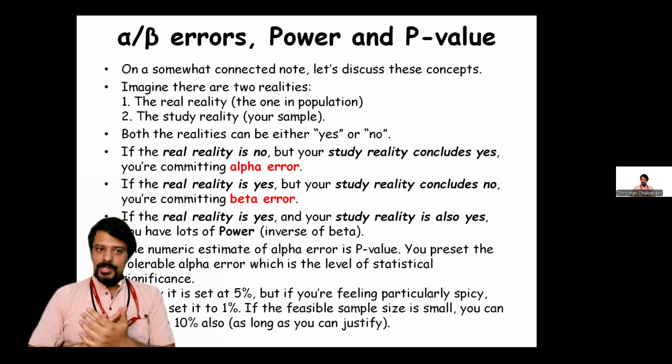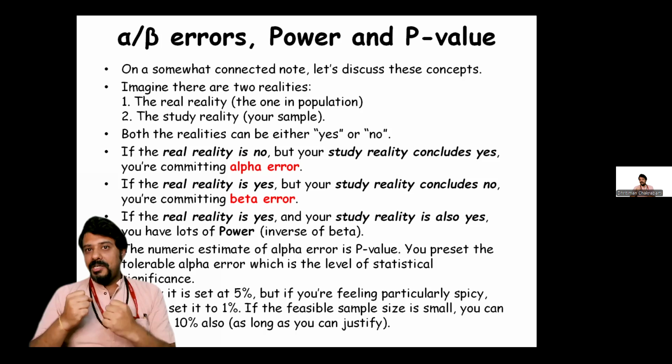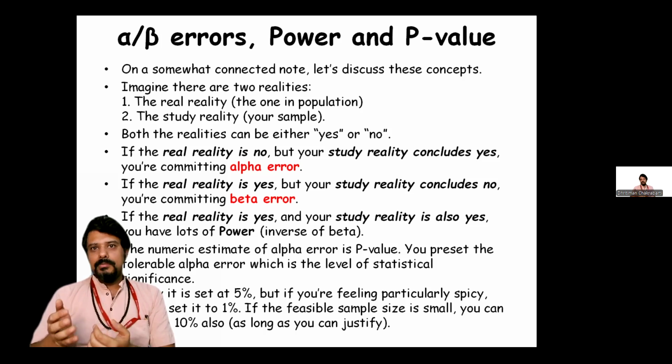Now usually it is set at 5%, but if you want to be really, really sure, you can take it at 1% also. That is up to you. The lower, the better, basically. But that will require larger sample sizes, or the association or whatever you're trying to measure has to be a really strong estimate.